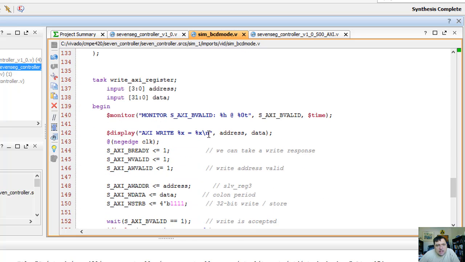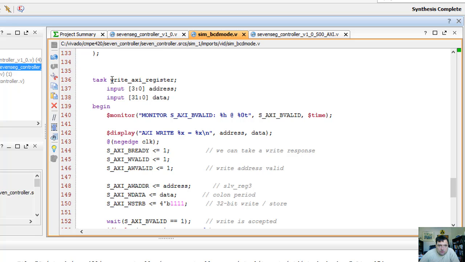And what I did next is I created this task called write axi register. And to be honest with you, once you have this thing written, you might want to leave it around somewhere so that you can reuse it. A task in Verilog kind of serves the same role as a procedure or a function would in another language. The idea is I can use this so that it looks like a function, but really it's just going to do all of these instructions for me.